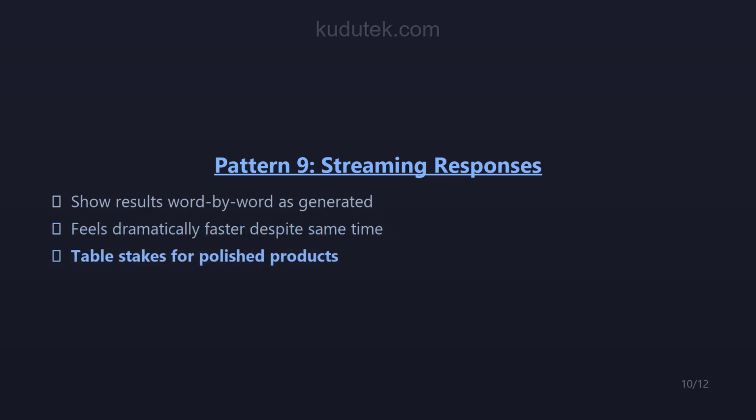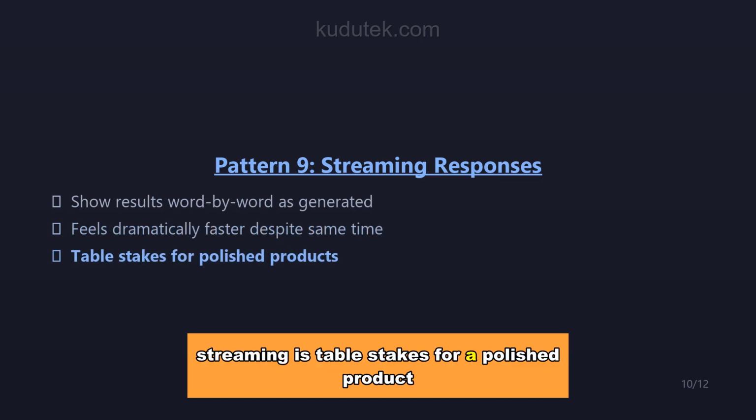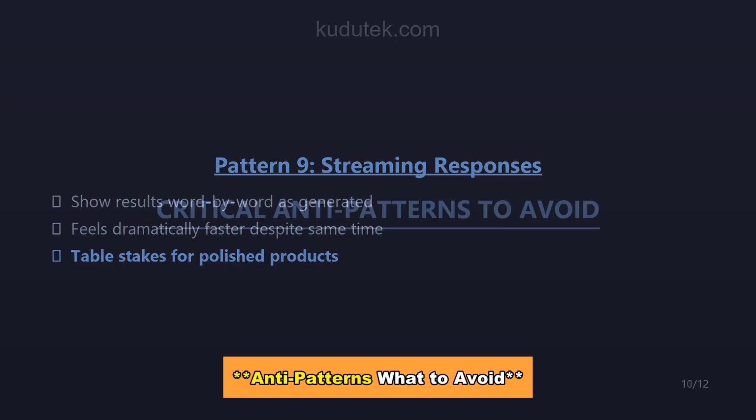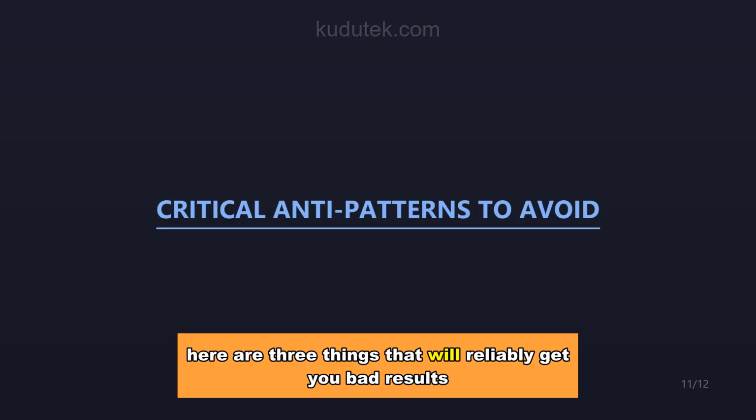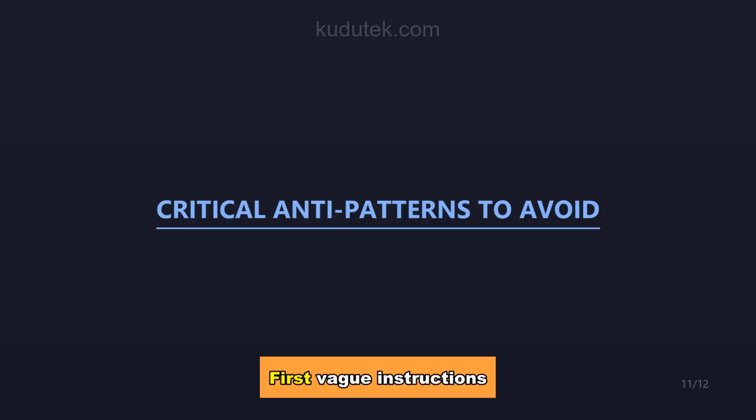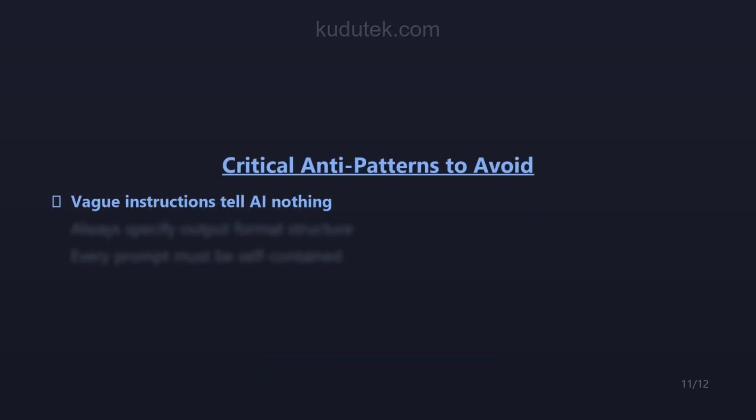For anything user-facing, a chat interface, a content generation tool, any kind of AI assistant, streaming is table stakes for a polished product. Anti-patterns, what to avoid. Okay, we've got the 9 patterns, but just as important, here are 3 things that will reliably get you bad results. First, vague instructions. "Analyze this data" tells the AI almost nothing.